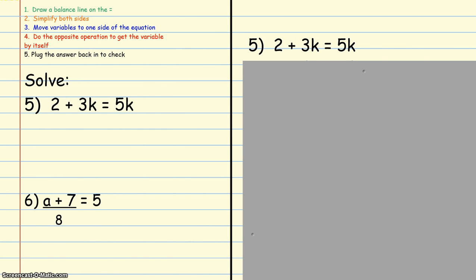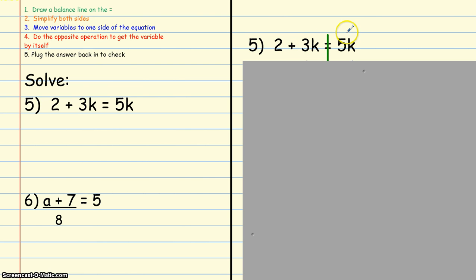Moving on to a little bit more difficult. Number 5, 2 plus 3k equals 5k. Let me draw my balance line. Simplify. We cannot simplify 2 plus 3k. But number 3, we can move the variables to one side.